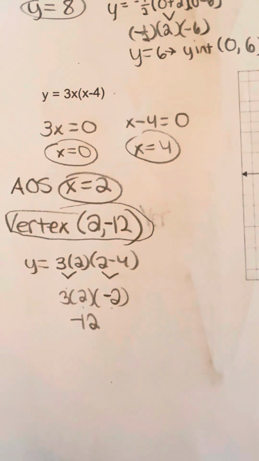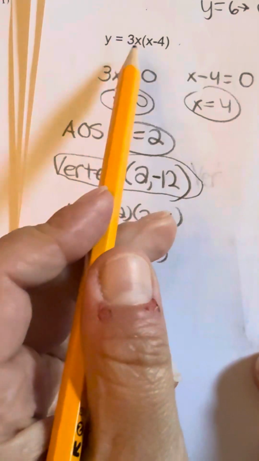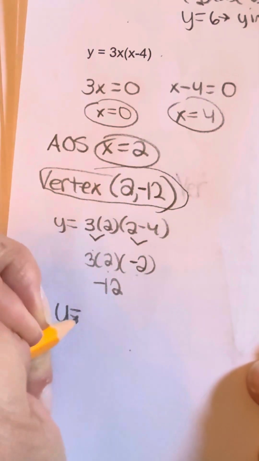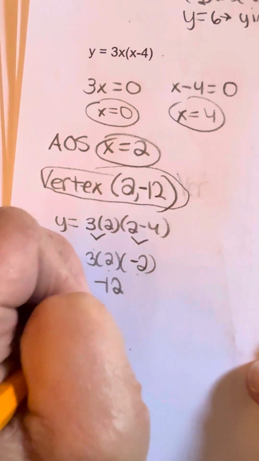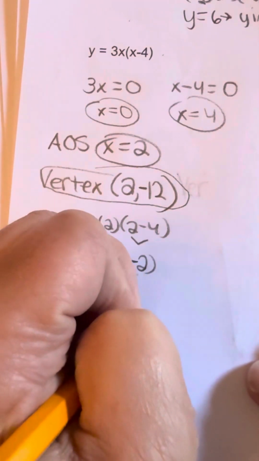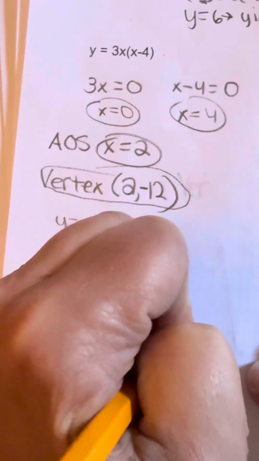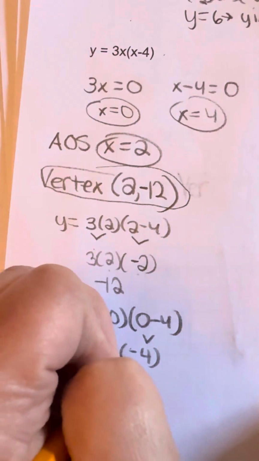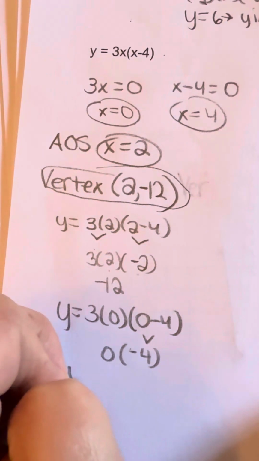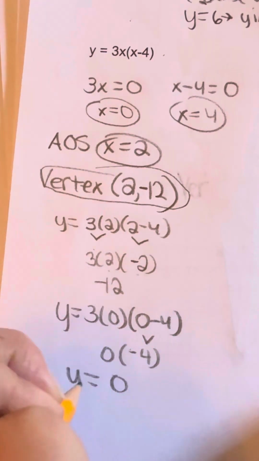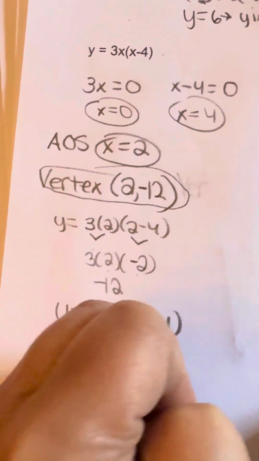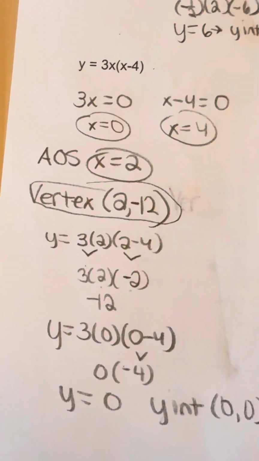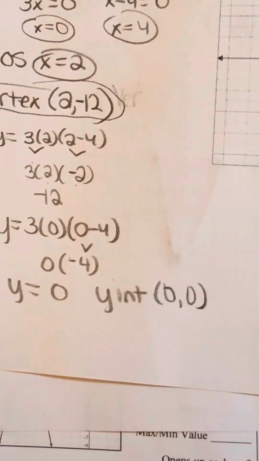Which is find the y-intercept. To find the y-intercept, I'm going to solve when x is 0. So x has to be 0 to do that. So we're going to have 0 minus 4. We'll do that first. Negative 4. Obviously, 3 times 0 is going to be 0, which means that my y-intercept is also going to be 0 in this case. So y-intercept is 0, 0, which obviously is already graphed because it's my x-intercept as well.